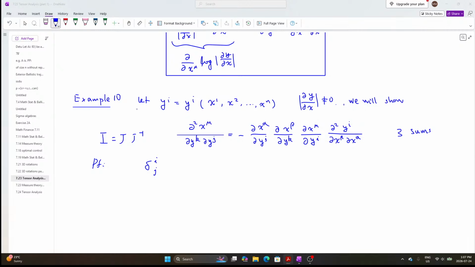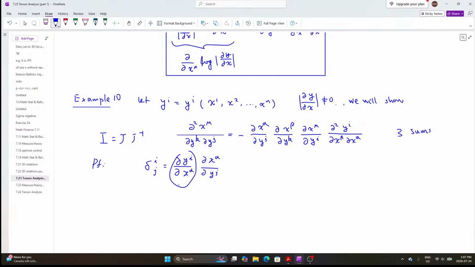Anyway, here we have this relation between the Jacobian matrix and its inverse. In indices form, it reads delta^i_j equals dy^i over dx^alpha, and then dx^alpha over dy^j. That's it. Here, this is an identity matrix element, and this is the Jacobian of y with respect to x, and this is the Jacobian of x with respect to y.